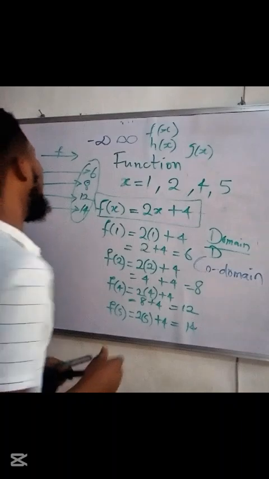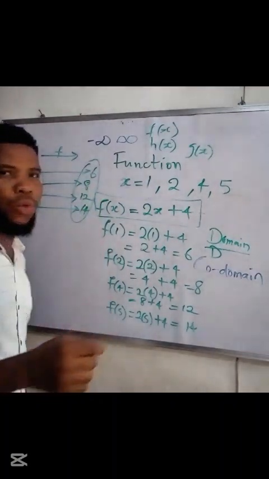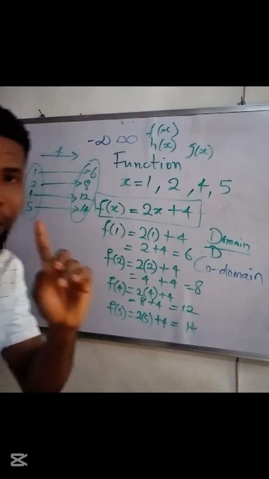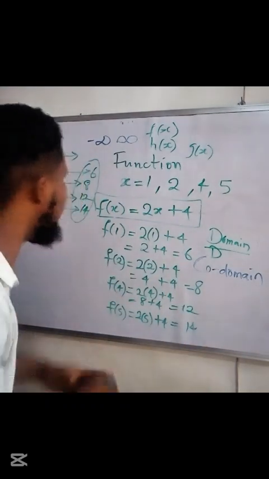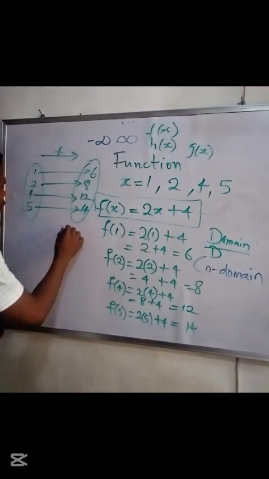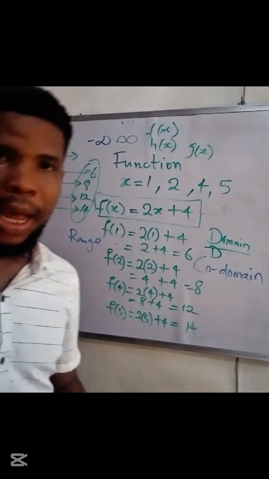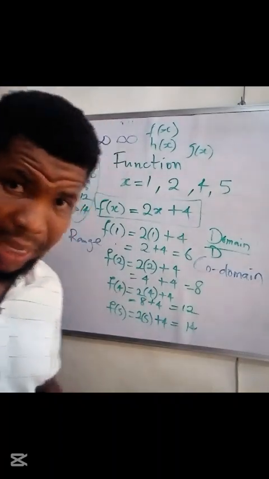Good. So the values that we get from operating these ones, all these numbers that we slot in and get this one, those values that we get, we call it the range. We call it what? Range. Are you getting me now? I hope you understand now.